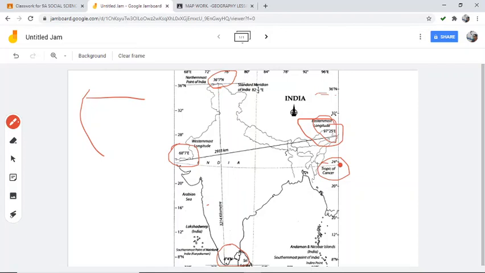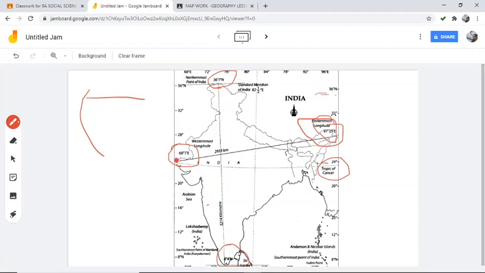Okay, next part of the question is the standard meridian of India. What a standard meridian is, we already learned, so I'm not going to explain it. The standard meridian of India helps us to have a uniform time throughout the country. The degree of this meridian or longitude is 82.5 degree east meridian. As you can see in the map, it is passing through almost the middle of the country.